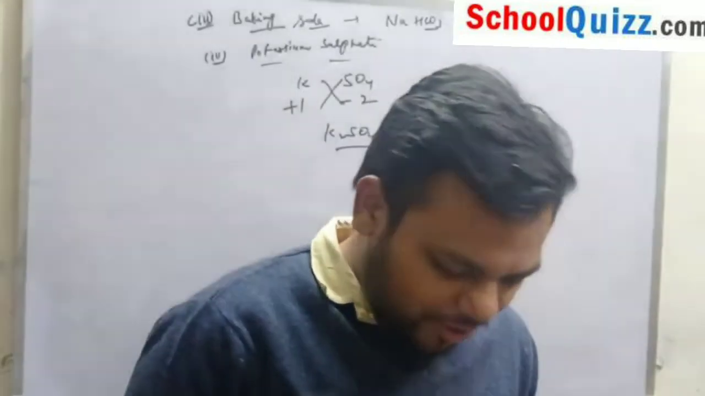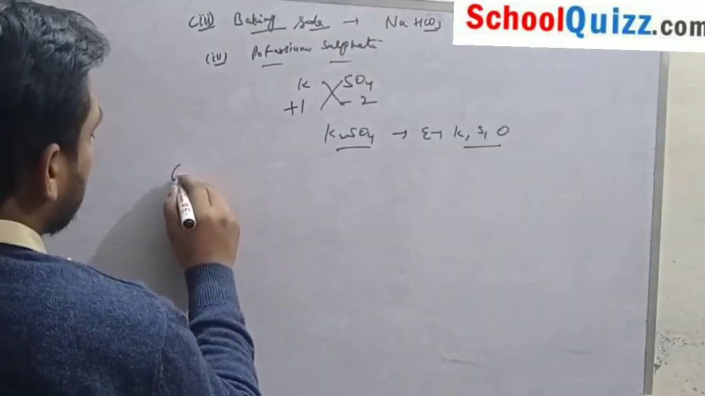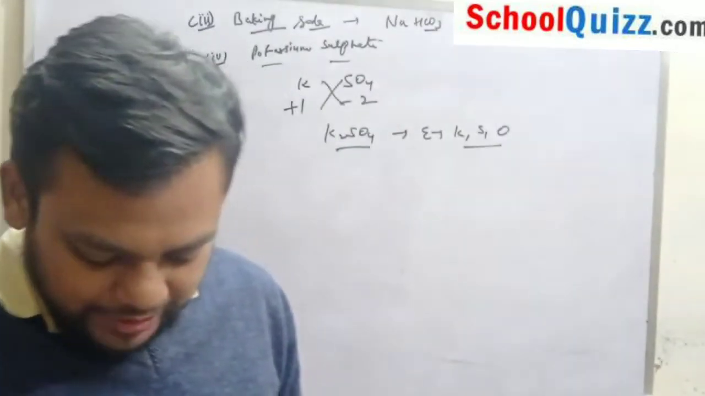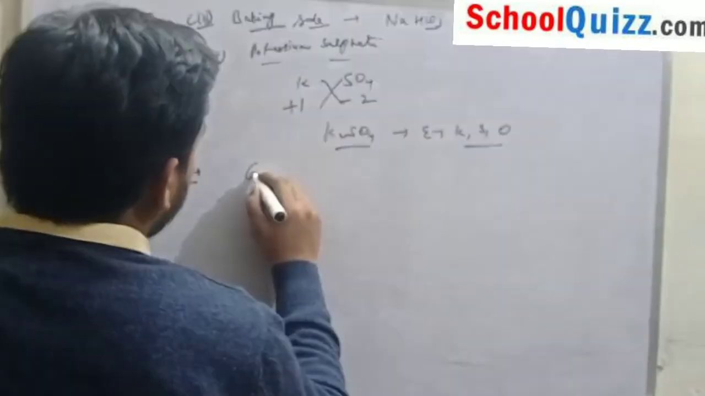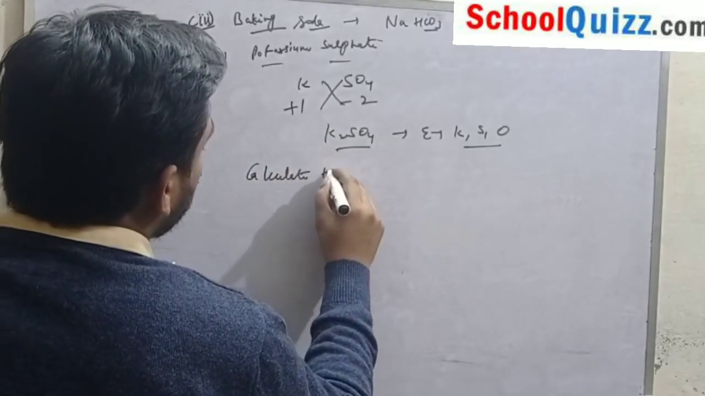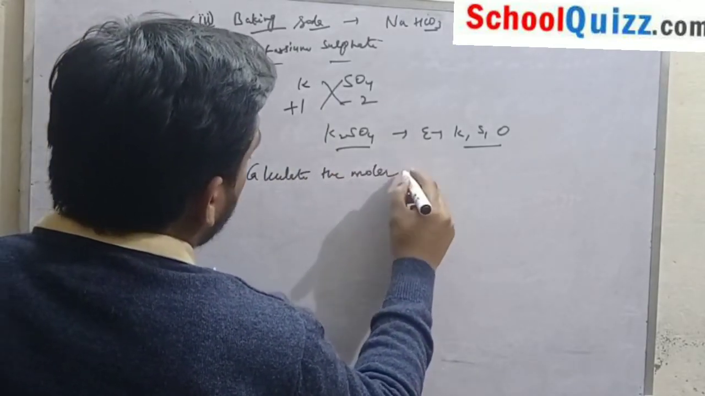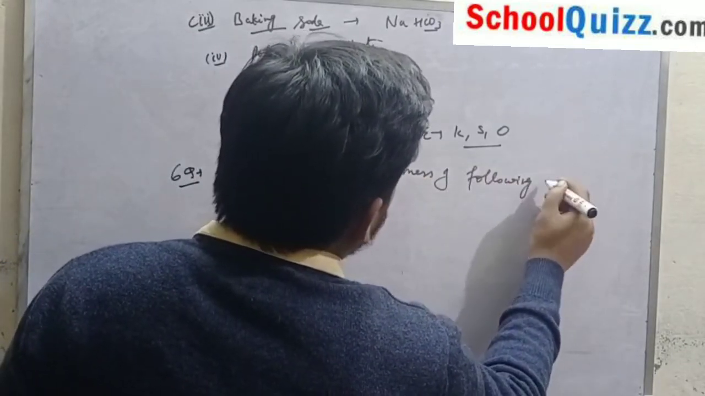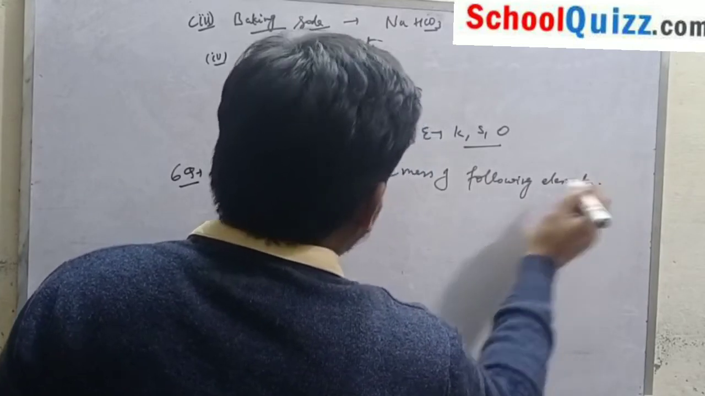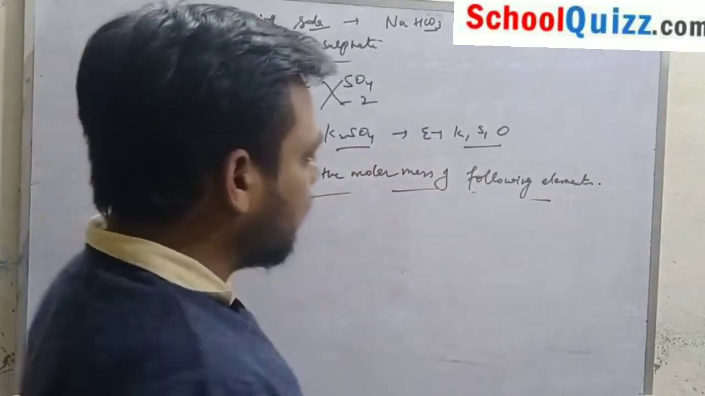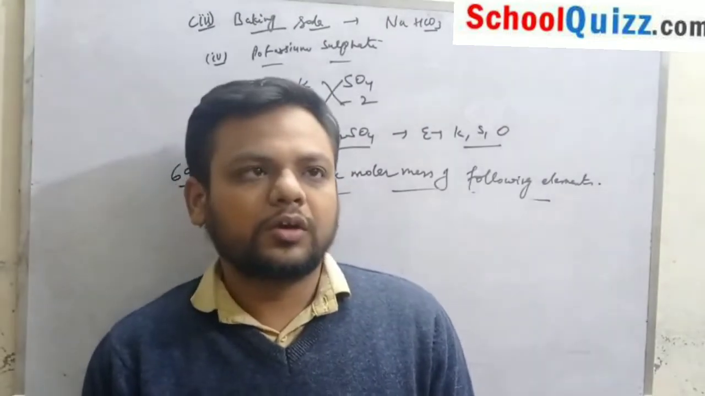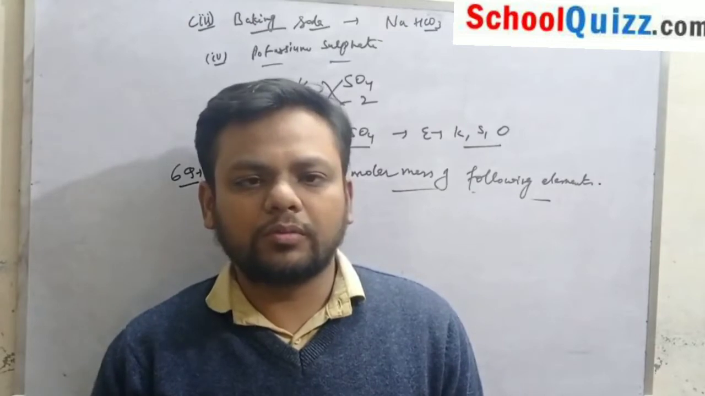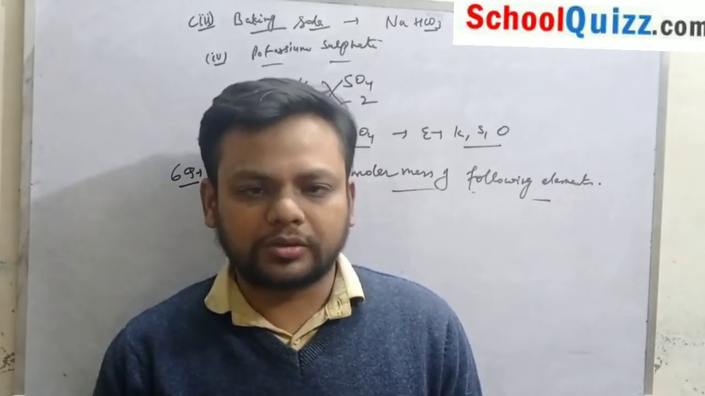Okay, now we will move towards question number 6 of NCERT. Question number 6 is: calculate the molar mass of the following elements. I have already told you that you should mug up some atomic masses, not all the atomic masses.